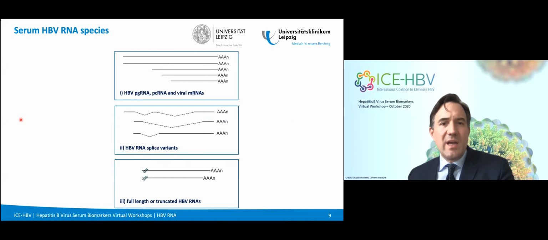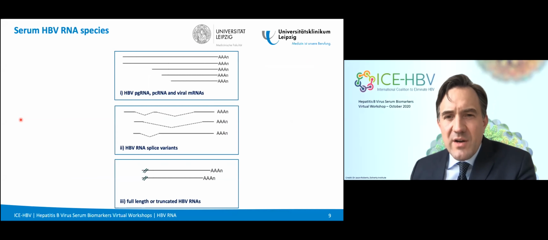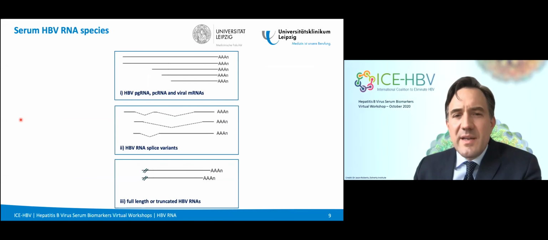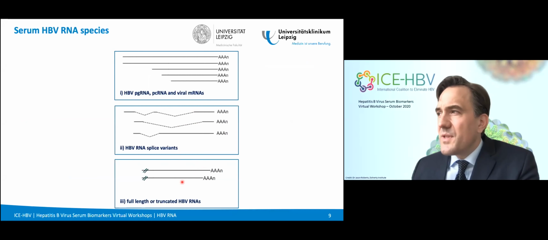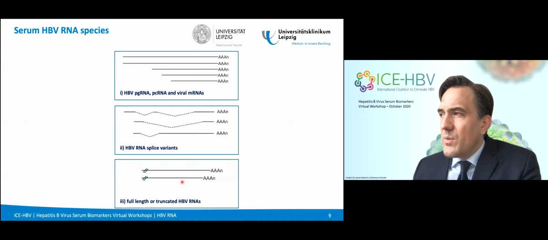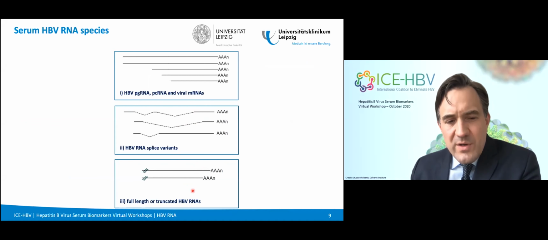In serum, we have different HBV RNA species. We have the messenger RNAs and the pregenomic RNA that I have shown you. We have spliced variants, and we have different RNAs with different splicing or with different length at the 3' end. So there is a truncated and a full-length form, which we do not know a lot about, but this is a summary of the RNA forms that have been described to be present in serum.